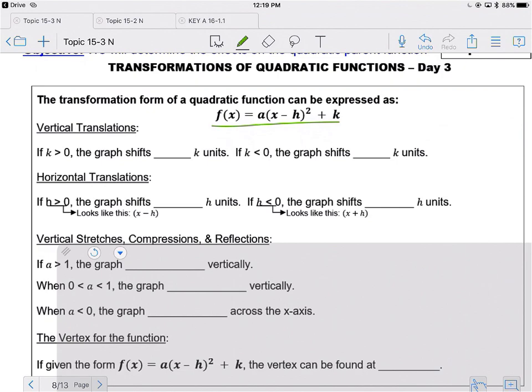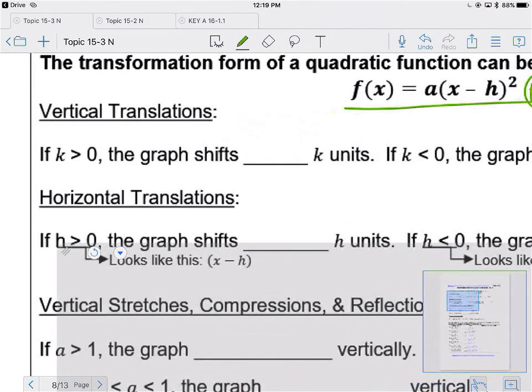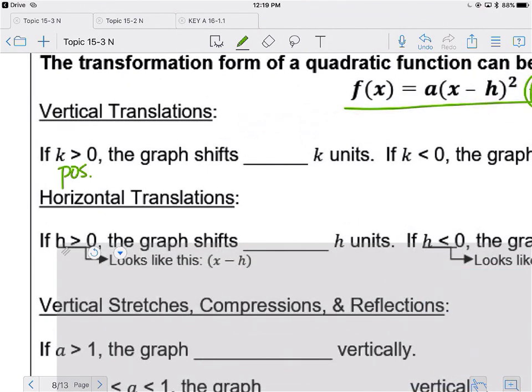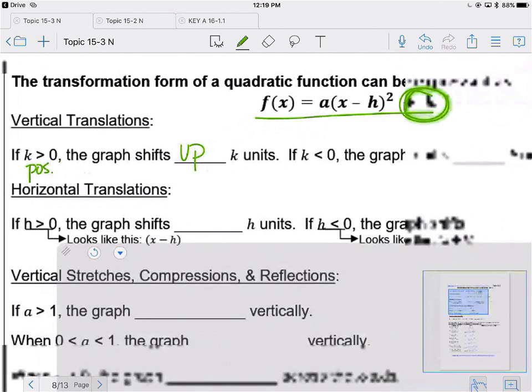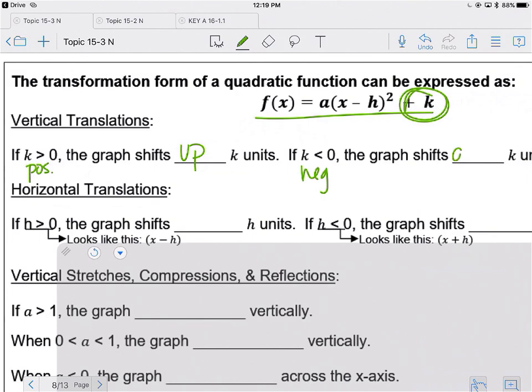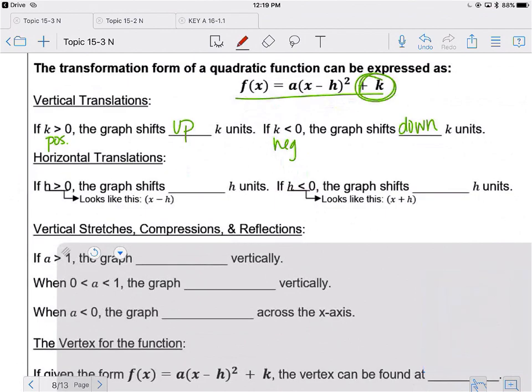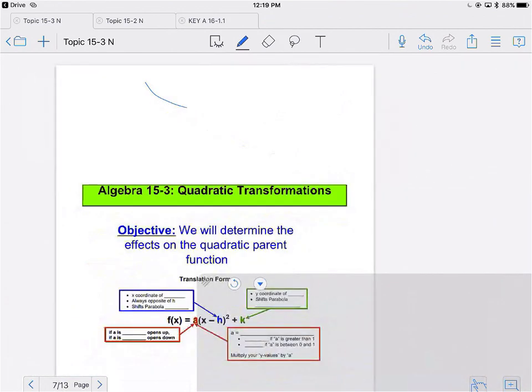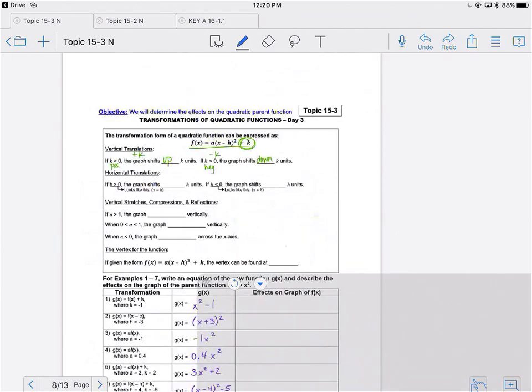So the vertical translation deals with k. K is at the very back of our function, so that's where we decide if we're going to kick it up or kick it down. So if k is greater than 0, so if k is positive, then the graph will shift up. And if k is negative, the graph will shift down. So you might want to put plus k and minus k, just to remind yourself. This is also listed on this paper that we did yesterday, so this is just us kind of reviewing it.